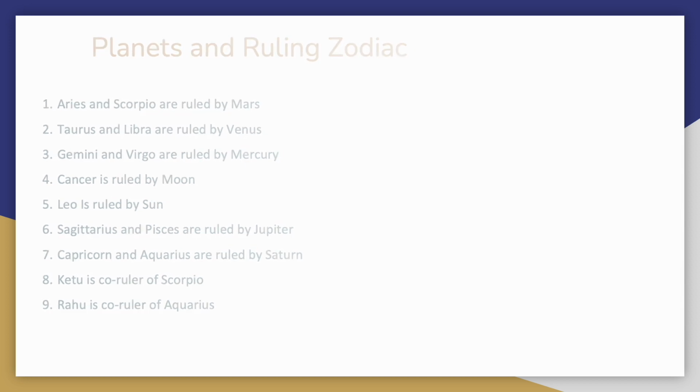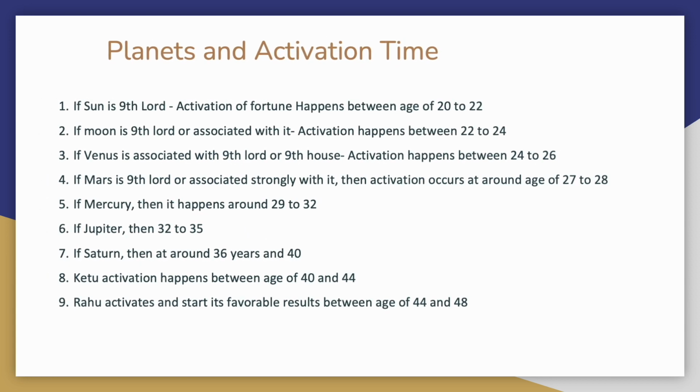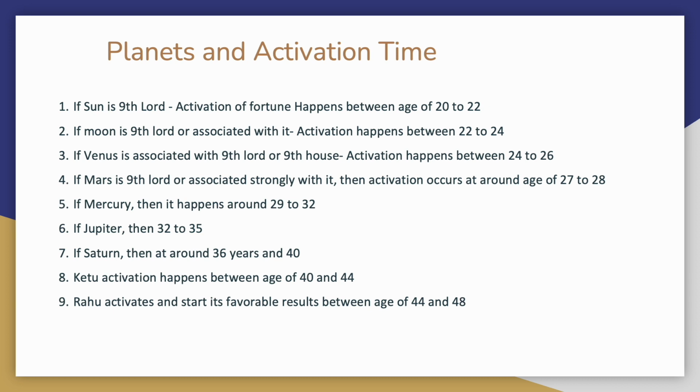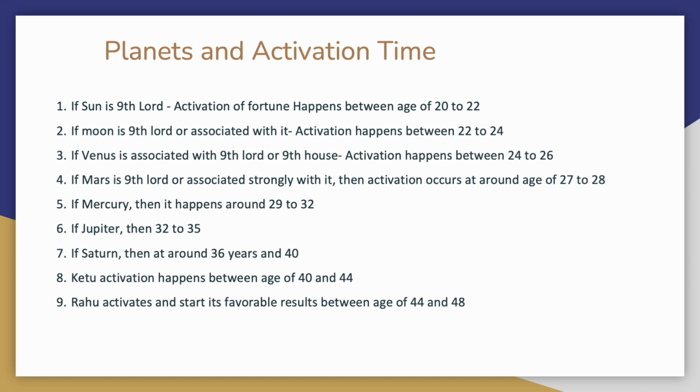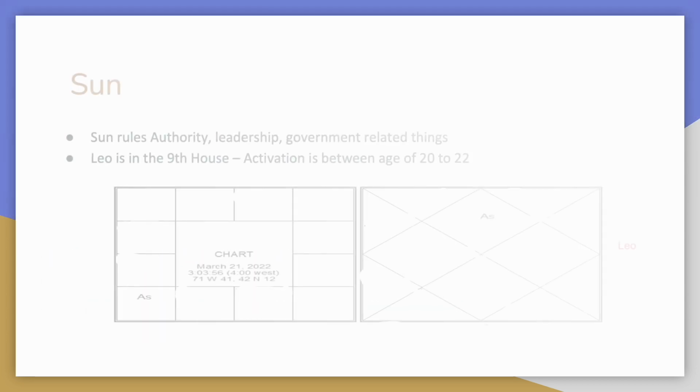There are different groupings of activation timings associated with the planets, and those groupings are used by astrologers to find out different matters of your life. But the grouping that I'm going to talk about today is associated with fortune. This activation starts around the age of 20. It starts with the planet Sun.